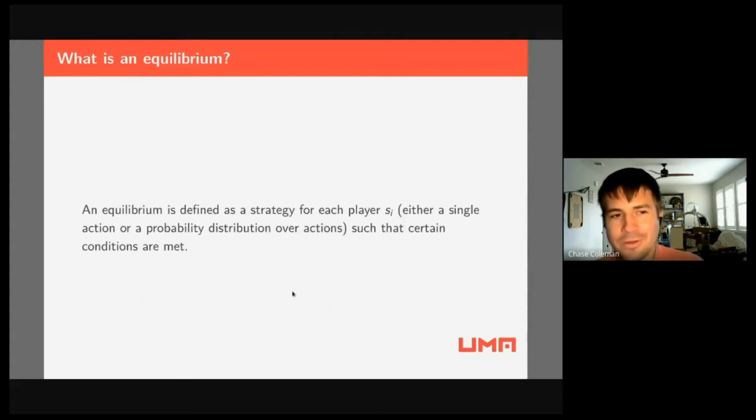Okay, so we've now defined what a game is. It's interesting to think about the game, but thinking about the game without thinking about equilibrium isn't that useful. So what's an equilibrium? An equilibrium in general is going to be some strategy for each player. They could either take a single action, so they could either go up or down or left or right, or they could do a probability distribution over their actions. So I could say I'm going left with 50% and right with 50%. And that is also a strategy. And so an equilibrium is a strategy for each player such that some set of conditions is met.